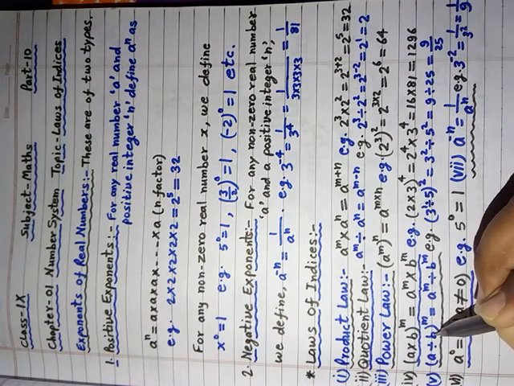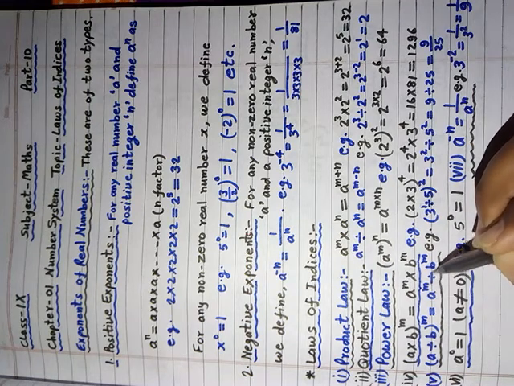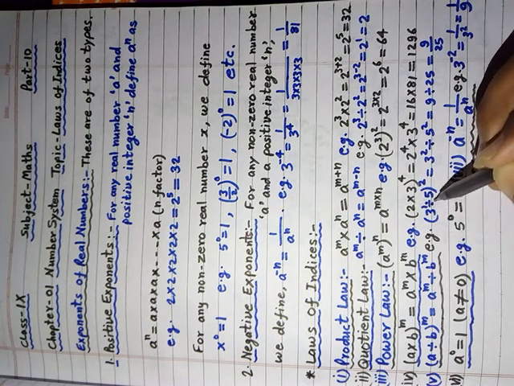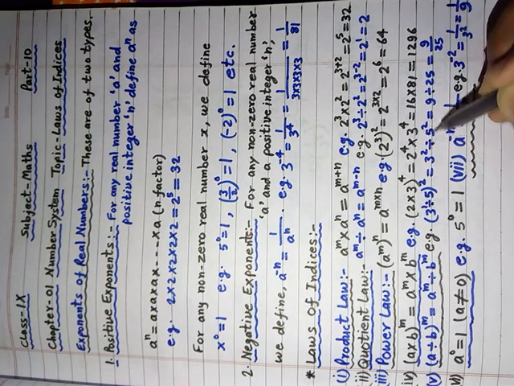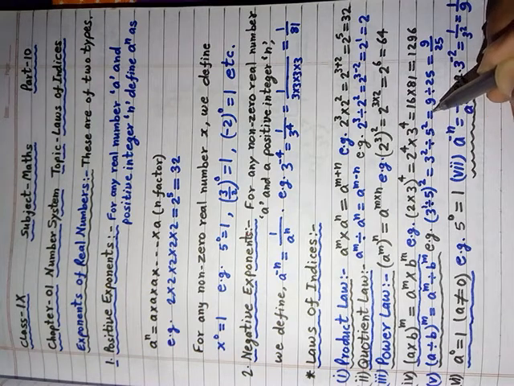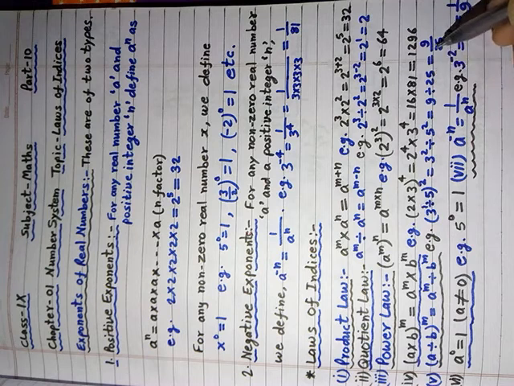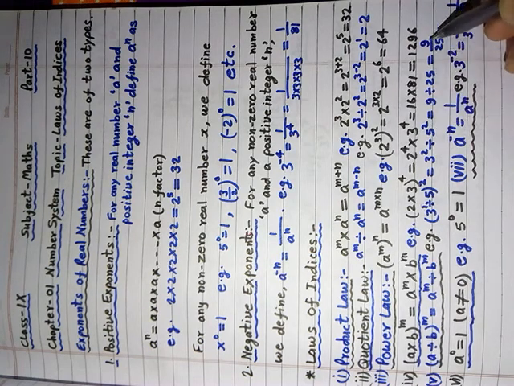Fifth, a divided by b whole power m is equal to a power m divided by b power m. For example, 3 divided by 5 whole square, so 3 square divided by 5 square is equal to 9 divided by 25, because 3 square is 9 and 5 square is 25, is equal to 9 upon 25.